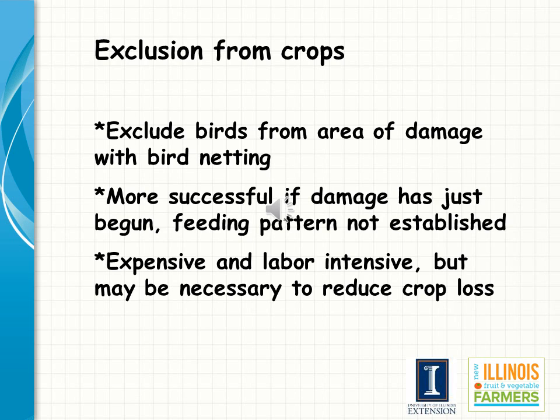So mesh netting can be used to exclude the birds. Make sure you install that prior to the birds feeding on the crop to improve your success. The netting must also be on a support system that keeps the netting off of the fruit, tree, or vine that's producing that fruit, to reduce the consumption of fruit through the netting by the bird on the outside.